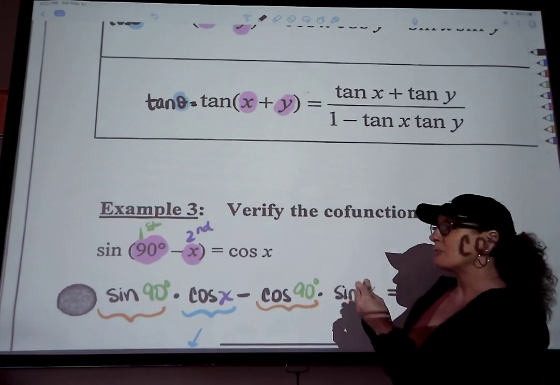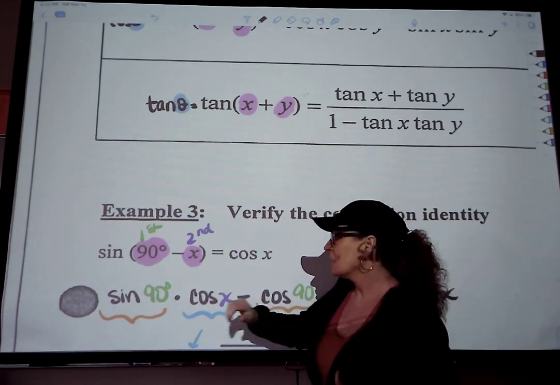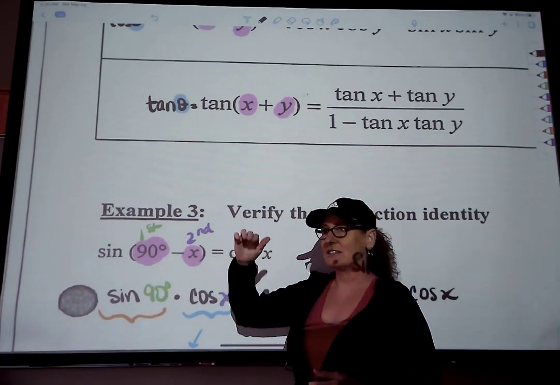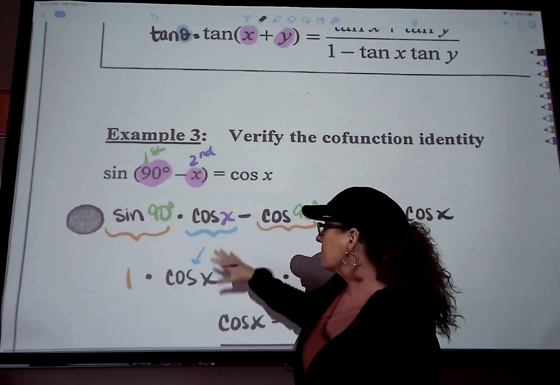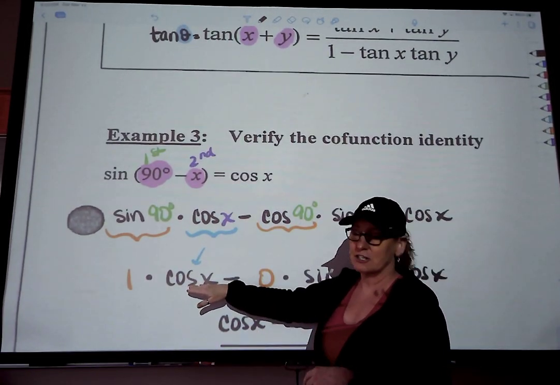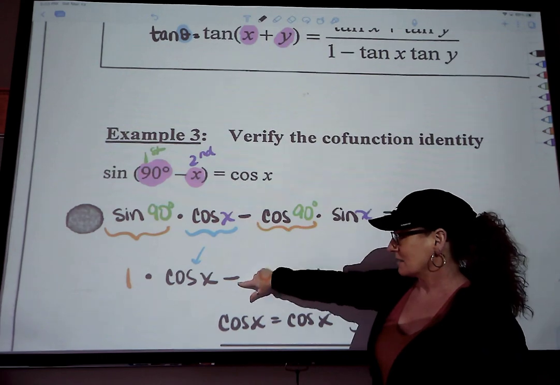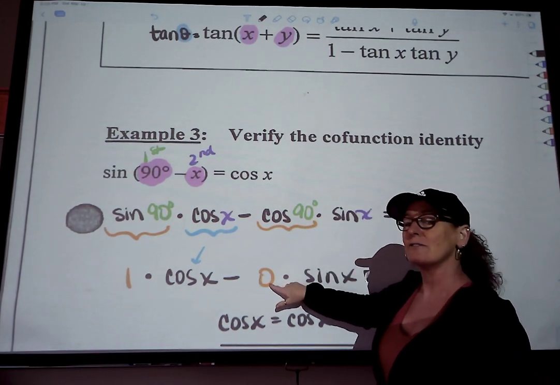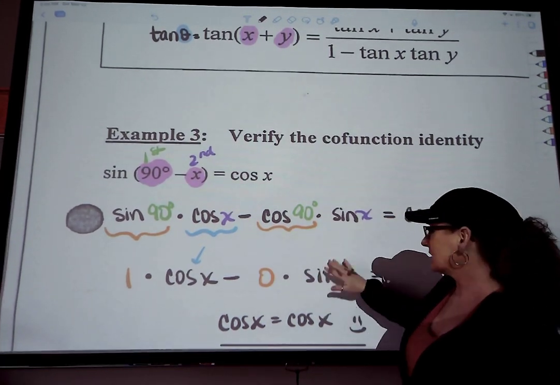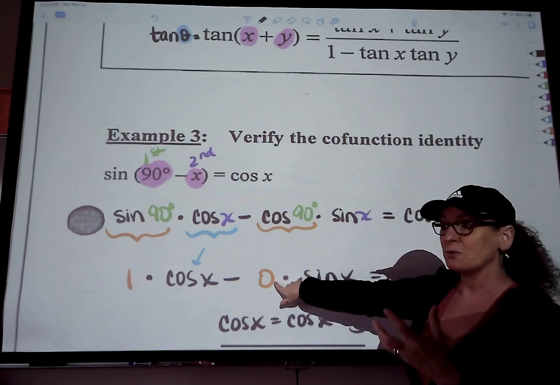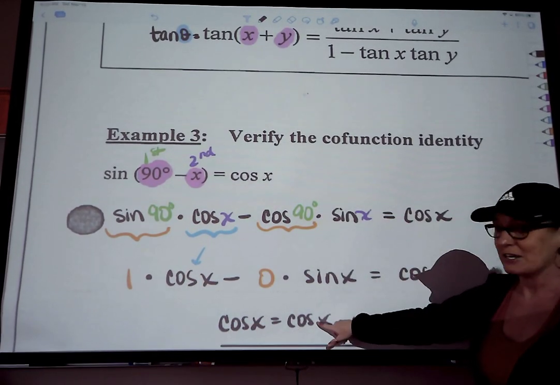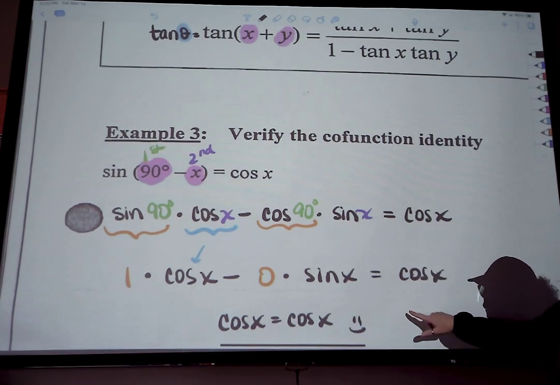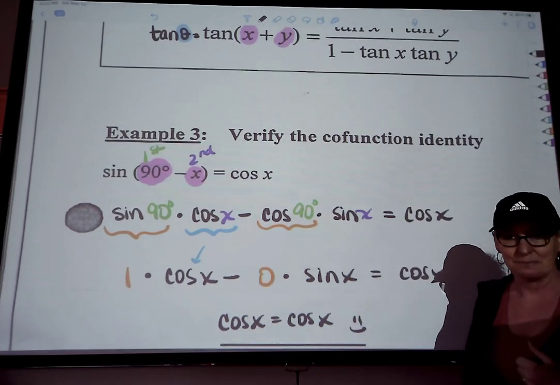Now let's do some of the math that we are able to do. So sine of 90 degrees is 1. And that just stays cosine x, nothing I can do there. Minus cosine of 90 is 0. Sine x stays there. Multiply these two, they're gone. Basically what I get is cosine x on the left matches cosine x on the right. Look how easy that trig proof was.